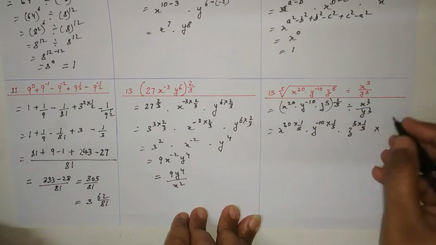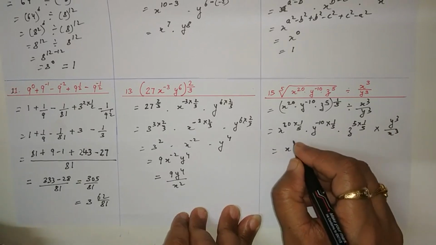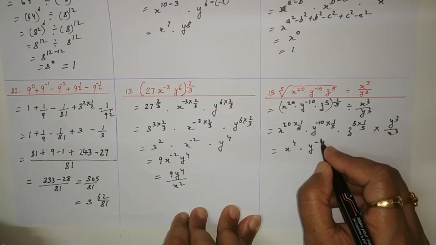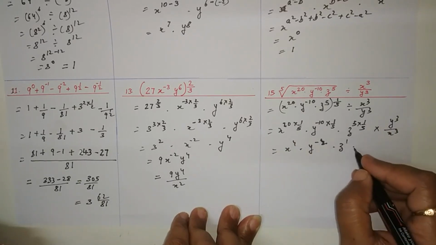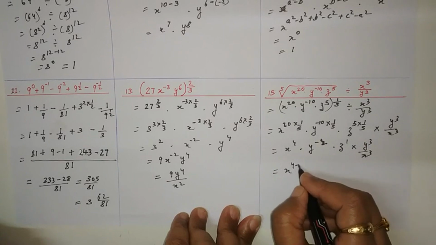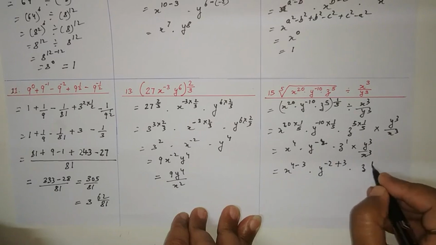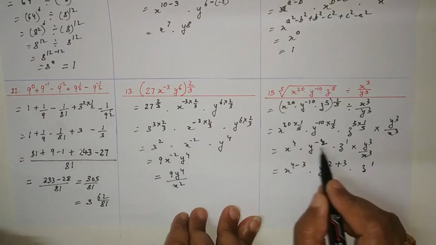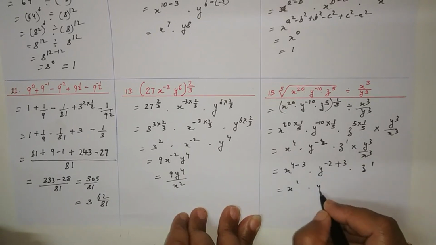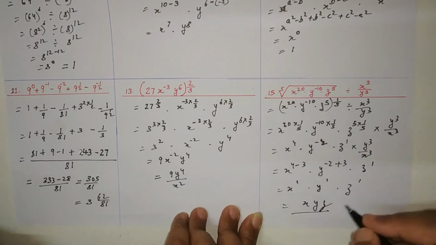Division changes into multiplication and reciprocate y cube by x cube. So you get x to the power 4, y to the power minus 2, z to the power 1 into y cube, x cube. So x to the power 4 minus 3, y to the power minus 2 plus 3, z to the power 1. I am sure you understood division, multiplication, division, subtraction, multiplication, addition. So x to the power 1, y to the power 1, z to the power 1, and it is x, y, z. We don't write power 1.